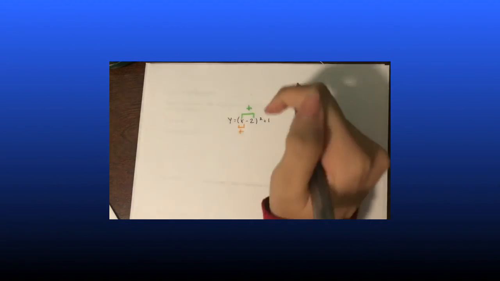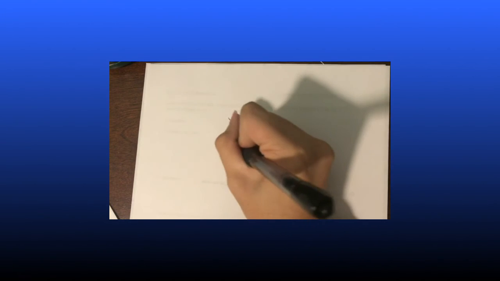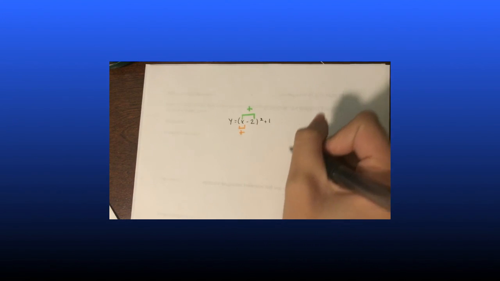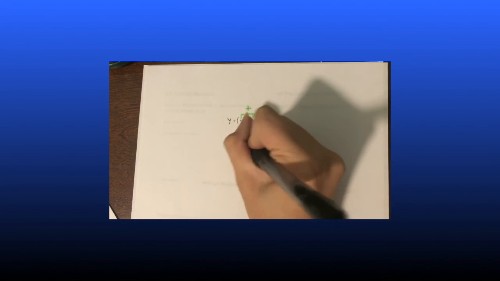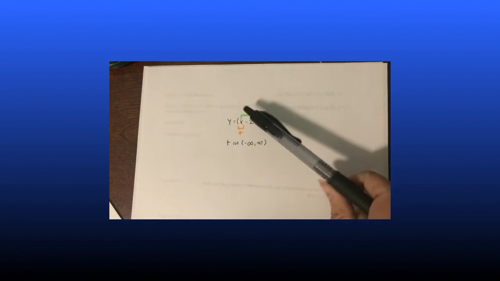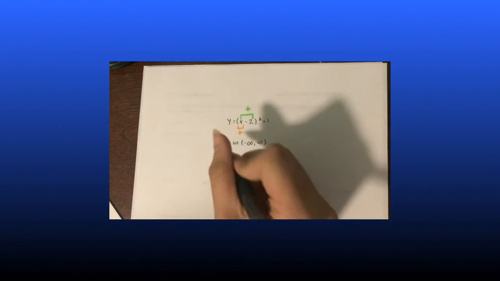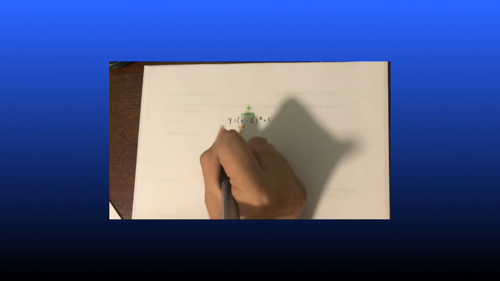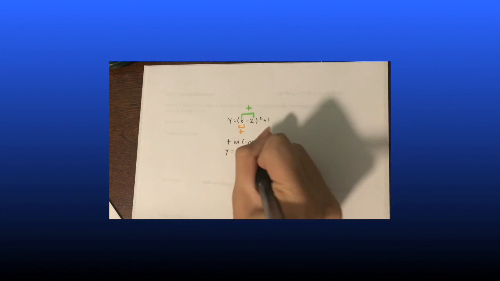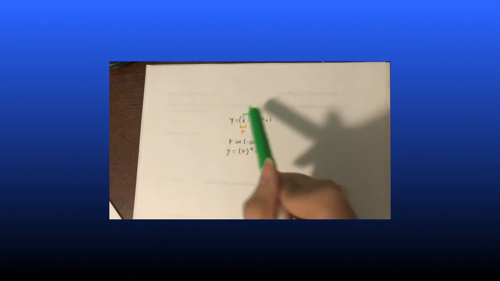We know that the domain is still negative infinity to infinity because it's still the same equation. So t is still in negative infinity to infinity. Now we show that y equals f of t instead of f of x. If this is our variable, we just replace it. So our new y formula is t squared plus 1. Do you see what we did there? We said that this is our t, so we replaced it entirely with just the variable t.